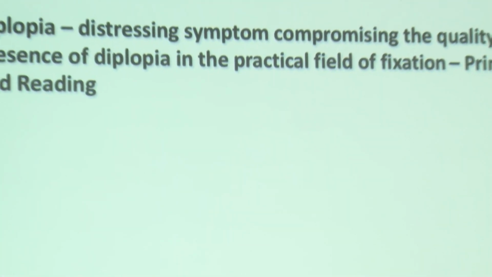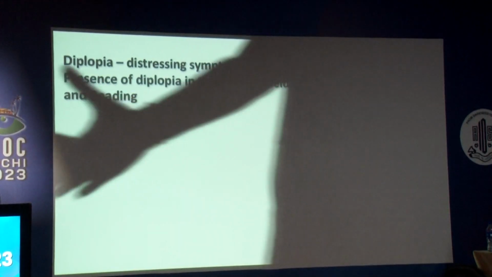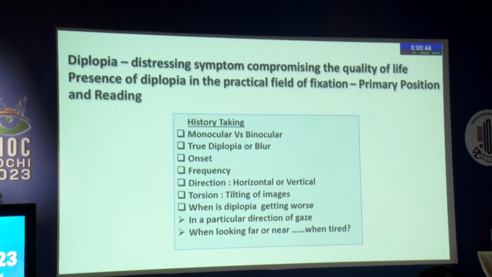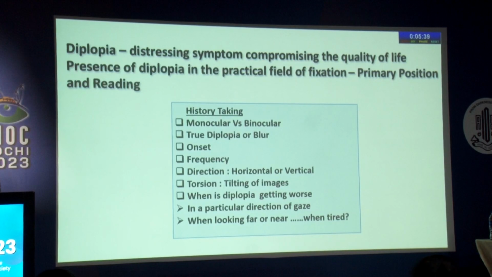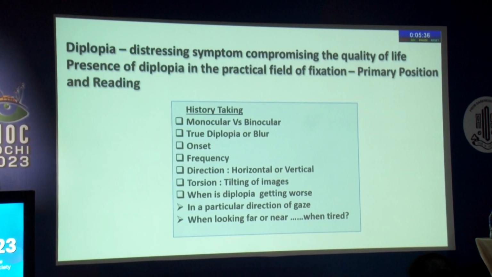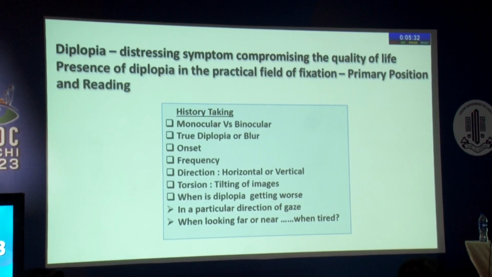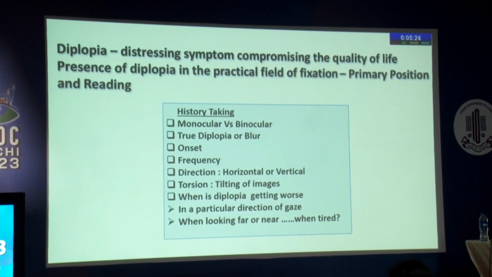Diplopia is a distressing symptom compromising the quality of life, particularly in the practical field of fixation, which is going to be primary and reading position. You need to have a thorough history taking before going into the proper evaluation of diplopia. You need to understand whether the patient is complaining of true diplopia or just a blur. It has to be differentiated between monocular or binocular, onset, frequency, direction, whether it is horizontal or vertical, torsion if there is any tilting of images, when diplopia is getting worse, whether in a particular direction of gaze, or when looking for near or far, or when tired, to rule out myasthenia gravis.